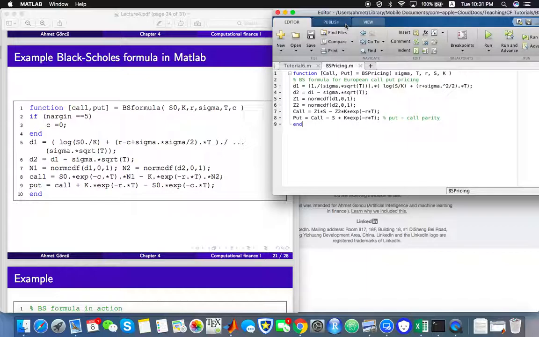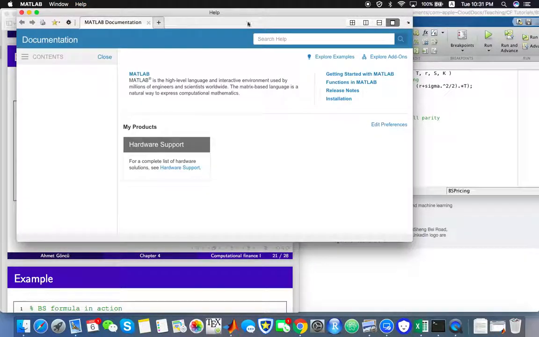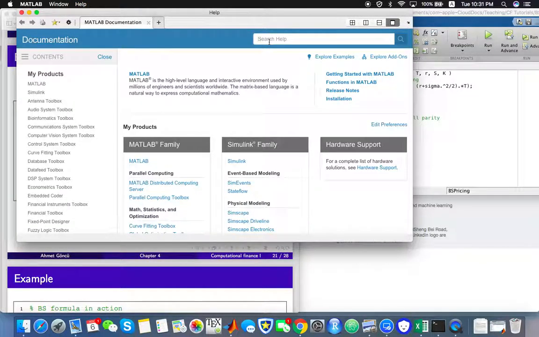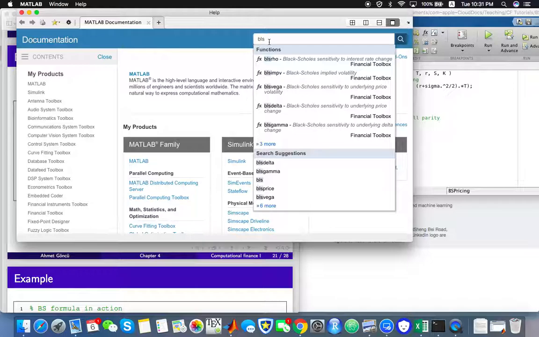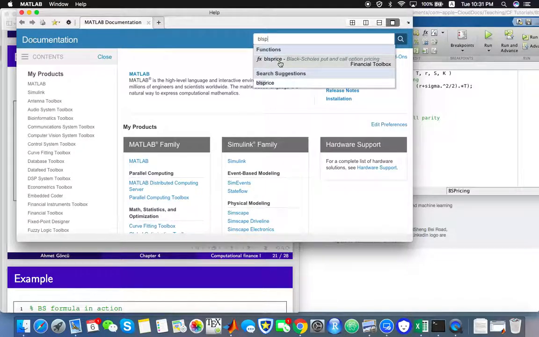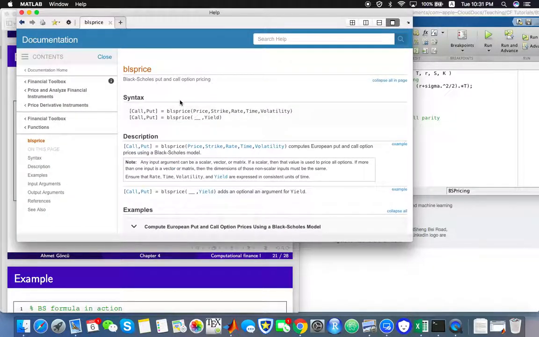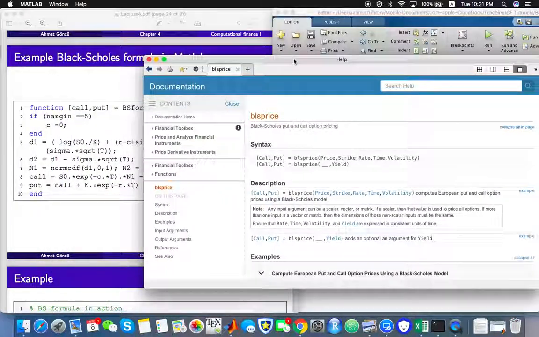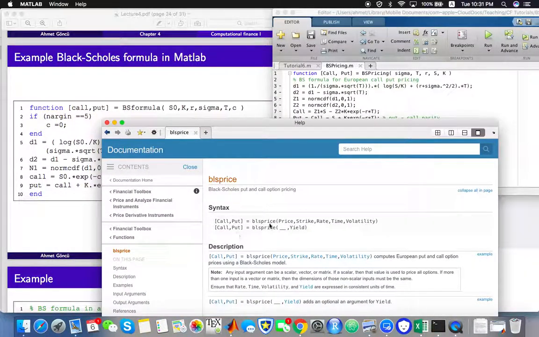And actually, if you have the toolbox for financial derivatives pricing, then there exists the built-in function in MATLAB. So actually MATLAB already has the Black-Scholes formula for you. So you can see the BLS price. So this is under the financial toolbox, and you can see the syntax is given.